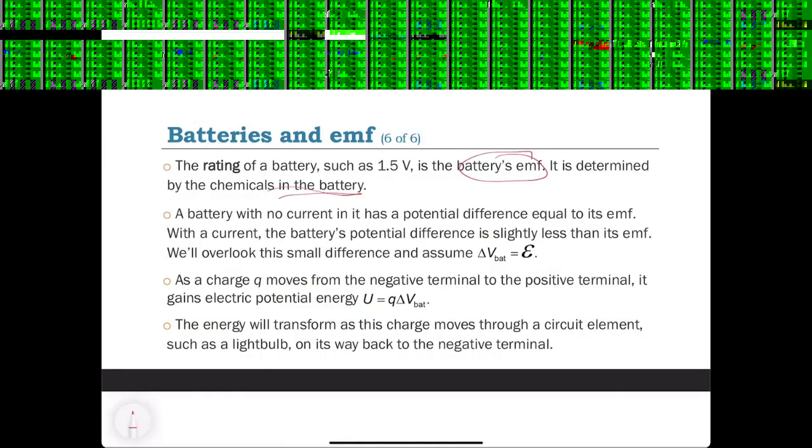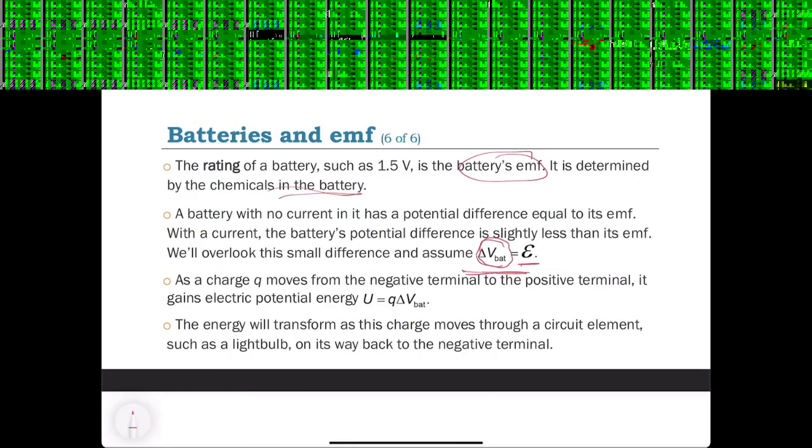It is determined by the chemicals in the battery. A battery with no current in it has a potential difference equal to its EMF. With a current, the battery's potential difference is slightly less than its EMF. We will overlook this small difference and assume the potential difference is equal to the EMF. When we calculate, we usually assume this.